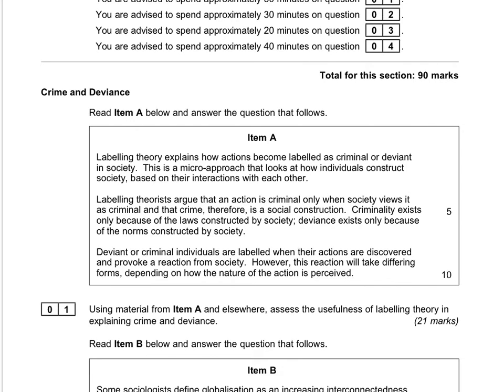You must be able to develop your analysis and your evaluation. And I guess your evaluation should not be, however, Marxists would disagree with the labelling theorists because Marxists believe that crime is caused by relative deprivation, and then go into a discussion about the Marxist view on crime and deviance. That's not evaluation. That's you talking about another perspective. That's not you evaluating labelling theory. That's just saying that Marxists have a completely different idea. So that's not how you evaluate.